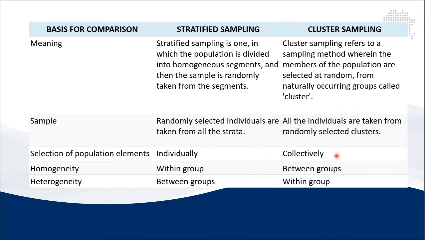That is essentially what I was trying to explain previously, the distinction between stratified and cluster sampling. With stratified sampling, the homogeneity is within groups and the heterogeneity is between the groups, whilst with cluster sampling, the homogeneity is between groups and there is heterogeneity within the group that is under selection.